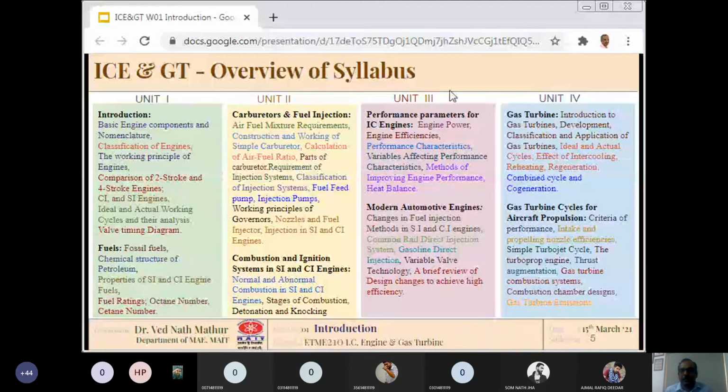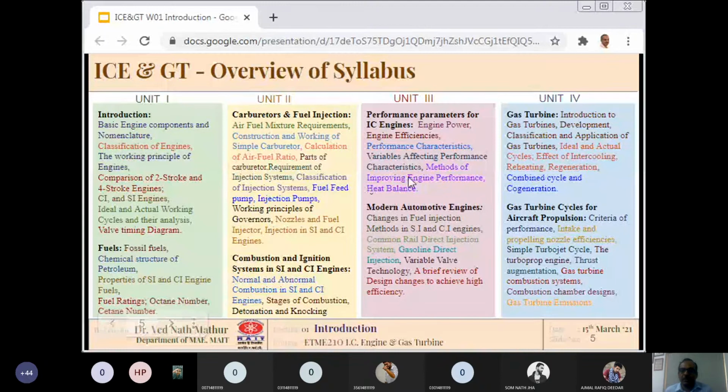Then again, the third unit is on performance parameters for IC engines. A lot of this we'll be doing in our lab classes. In the theory class, we'll write down the formulas for engine power and various efficiencies. We'll draw performance characteristic curves, and cover the variables affecting performance characteristics, methods of improving engine performance, and how to calculate the heat balance sheet of an engine.